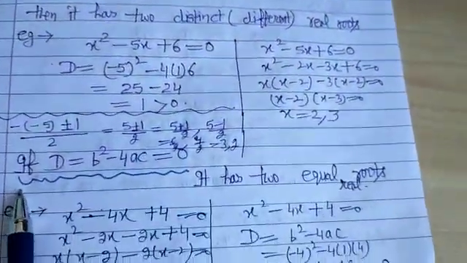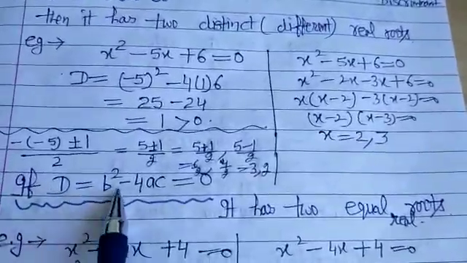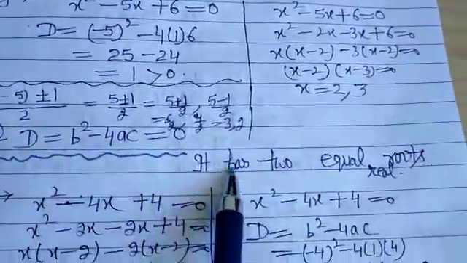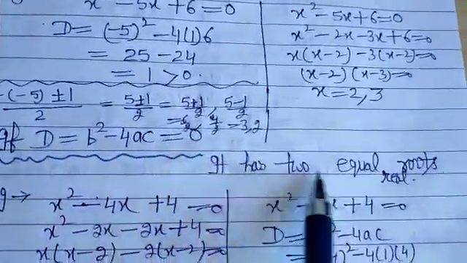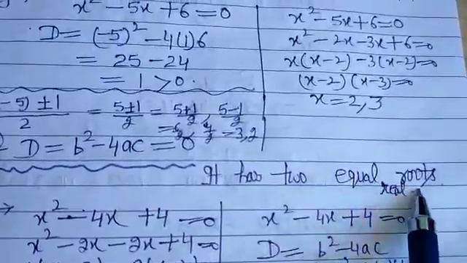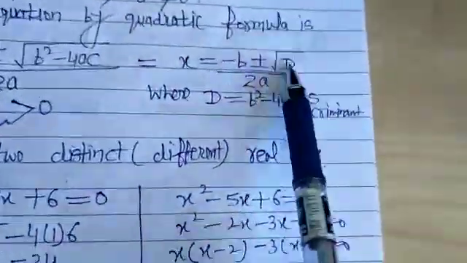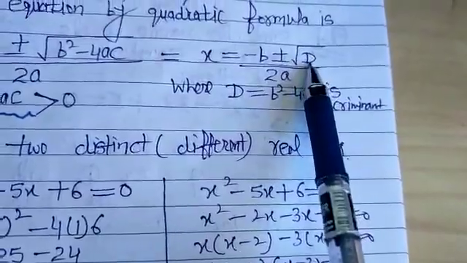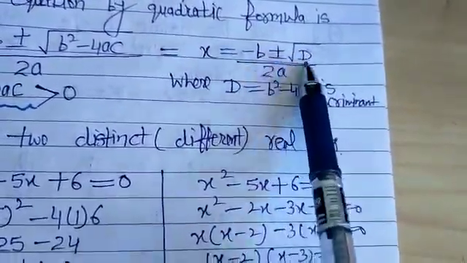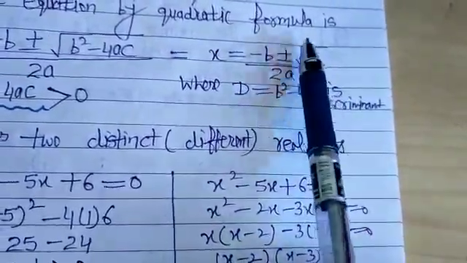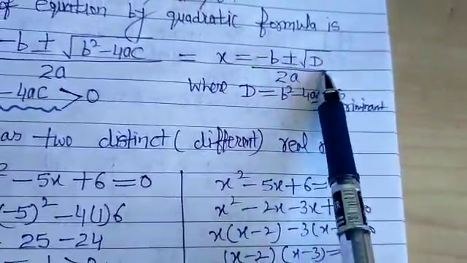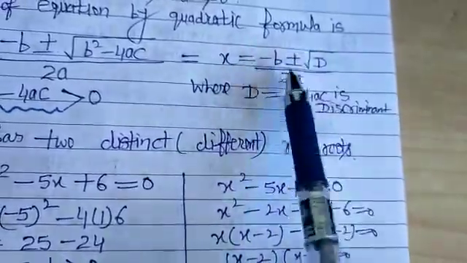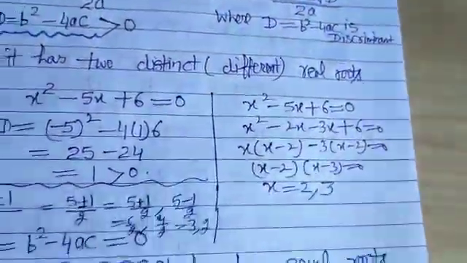Now the second one is, if the discriminant is equal to 0, then it has two equal real roots. If D is equal to 0, then it has two equal real roots, because if the discriminant is coming 0, the square root of 0 is 0. It means when we add 0 and subtract 0, there will be no change. It means we have two same real roots. So it has the same real roots.